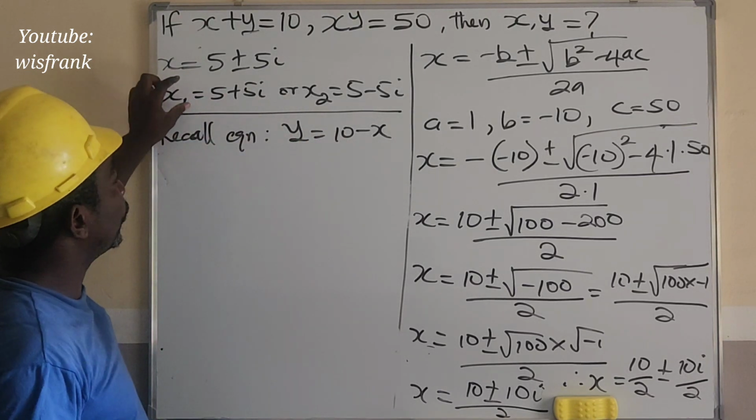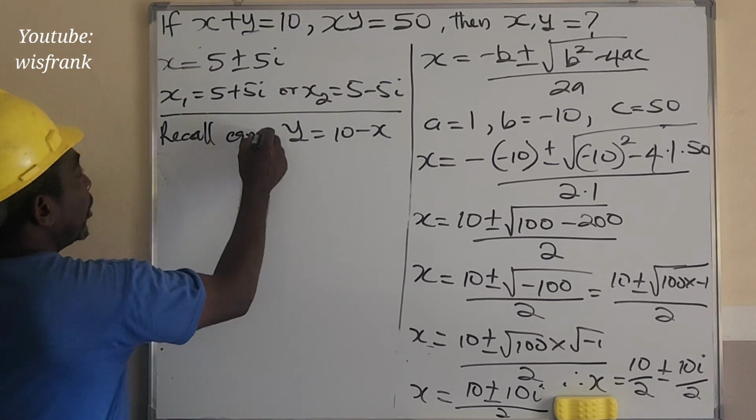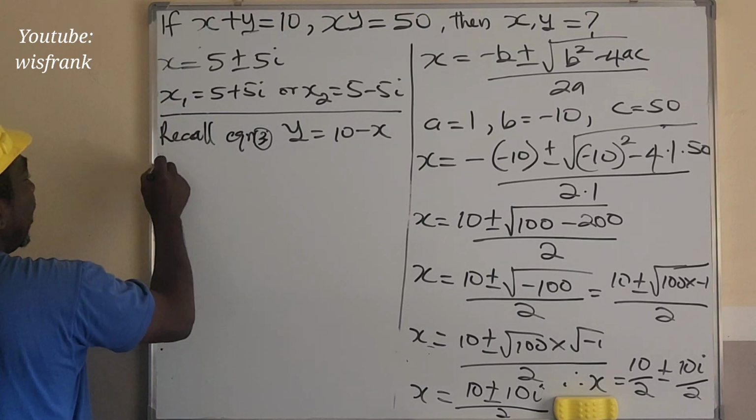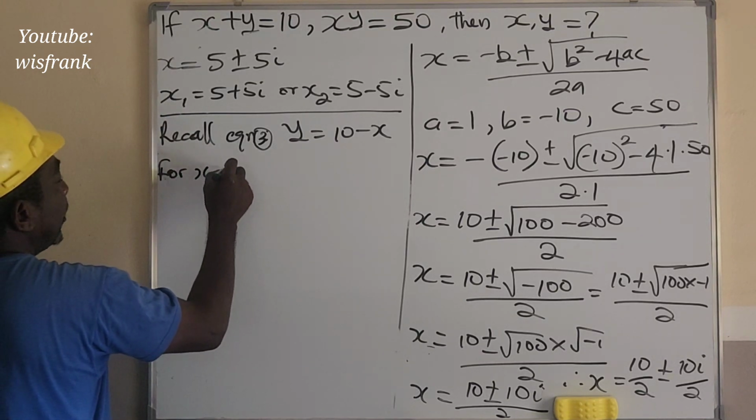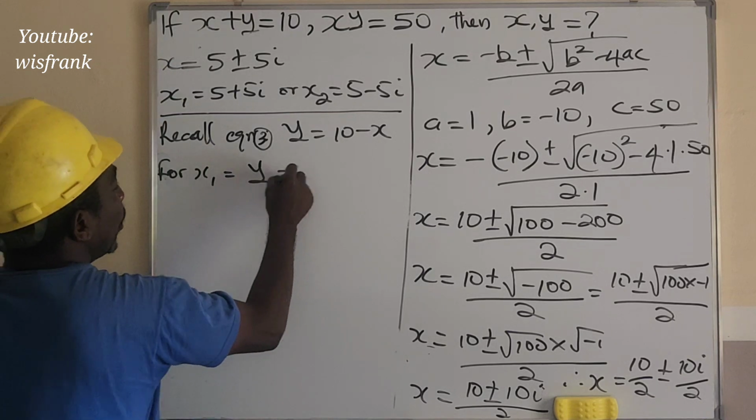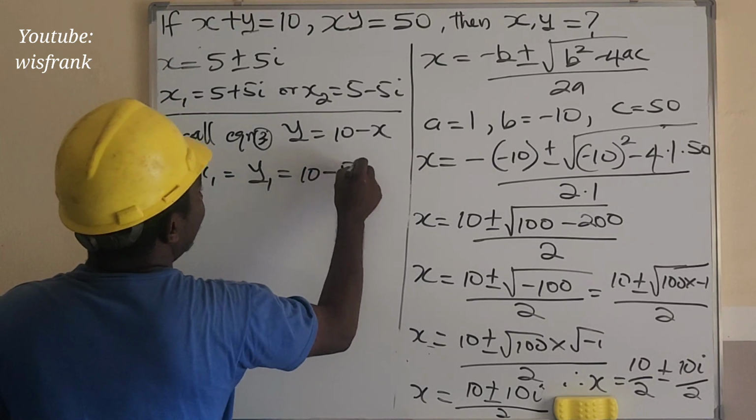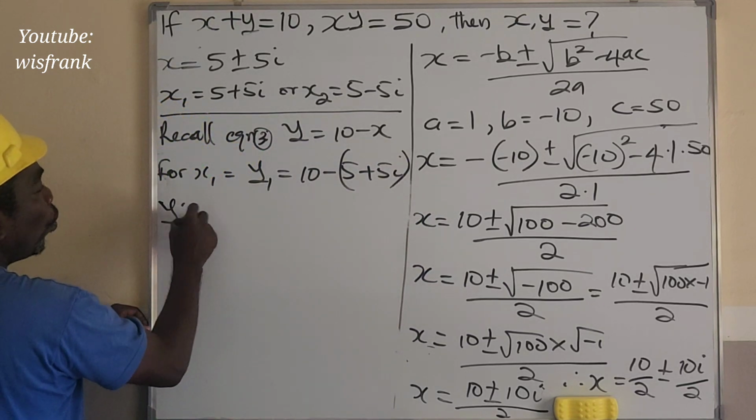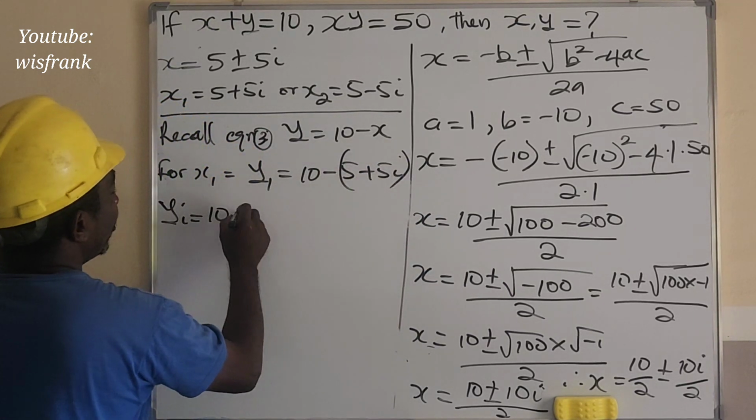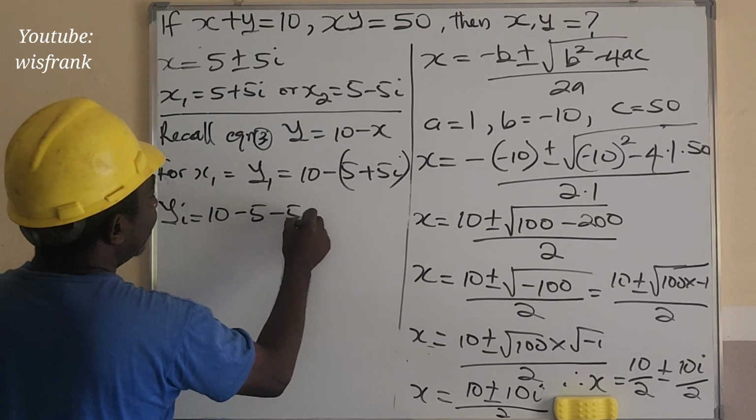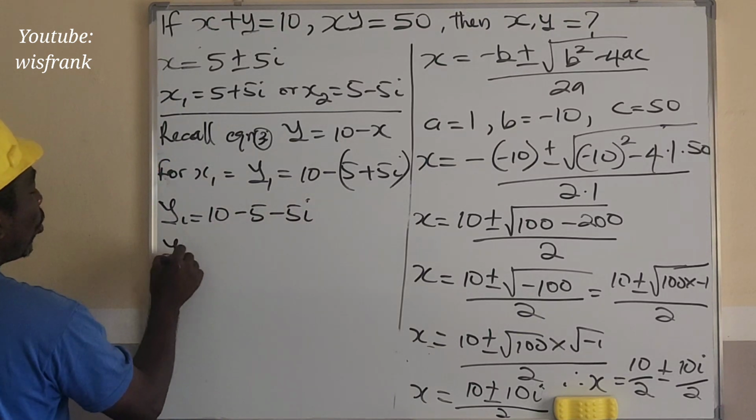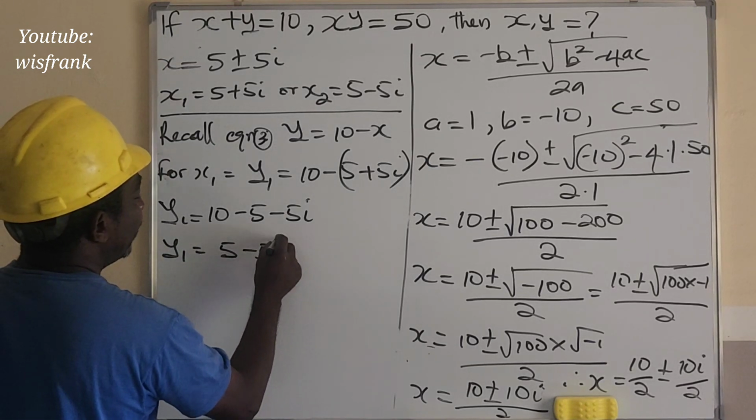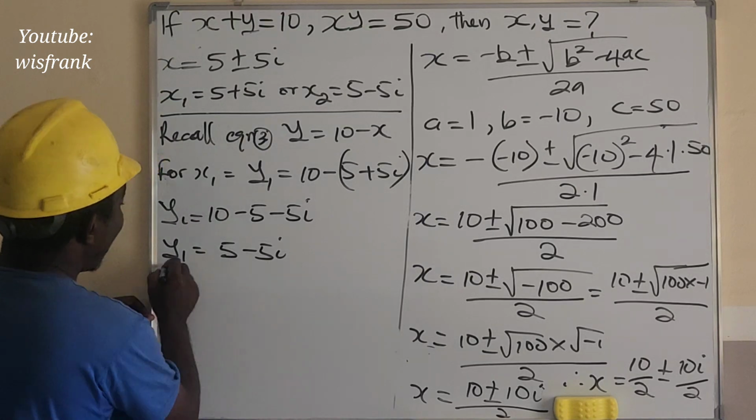So what we are going to do is substitute the value of x in equation 3 that we had before. For x1, we have the value of y1 equals 10 minus (5 plus 5i). Expanding this, y1 becomes 10 minus 5 minus 5i. So y1 equals 10 minus 5, which is 5, minus 5i. So this is for y1.